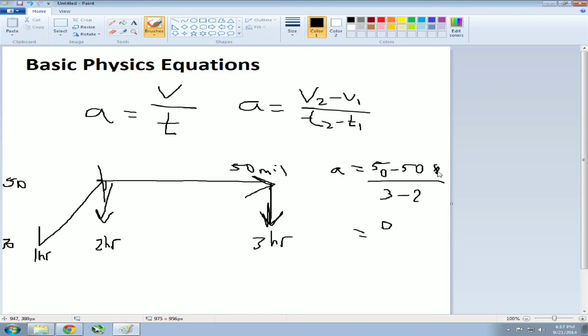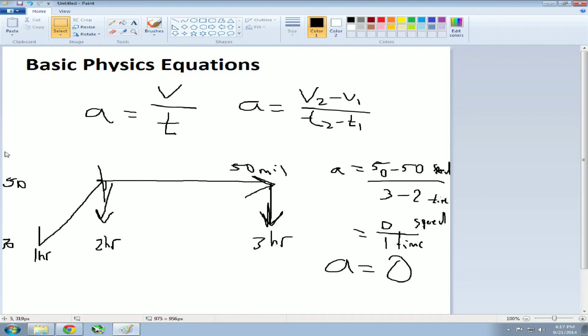0 speed over time. This means that the acceleration was 0. There was no acceleration. It wasn't picking up speed or lowering speed, which makes sense because it stayed at 50 miles per hour for an hour straight.